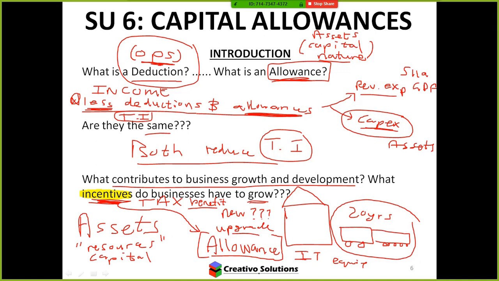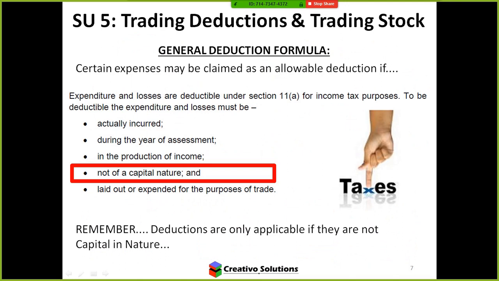And what is that benefit? It's what we're looking at here. It's called a capital allowance, and that's what we're looking at in this chapter. Just to highlight the differences in terms of what we've covered in Study Unit 5, this is a slide from Study Unit 5. I've taken this particular slide because of that point. The general deduction formula, which is section 11A, will not allow you to claim anything that is seen as being capital in nature. The general deduction formula covers everything except the capital in nature items.